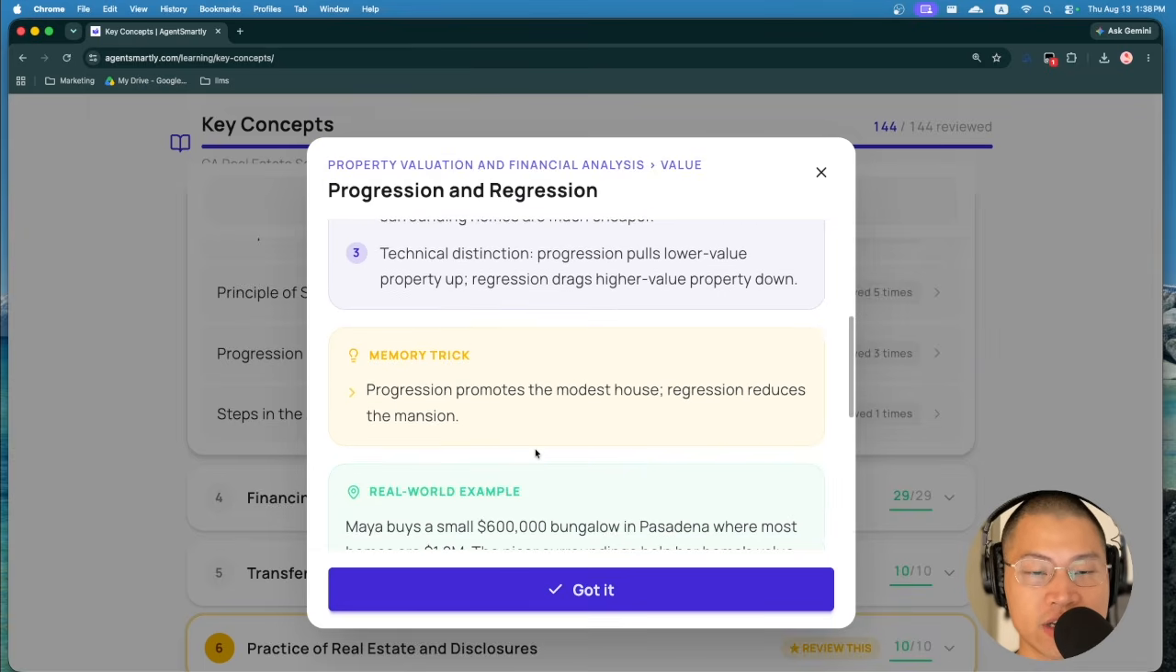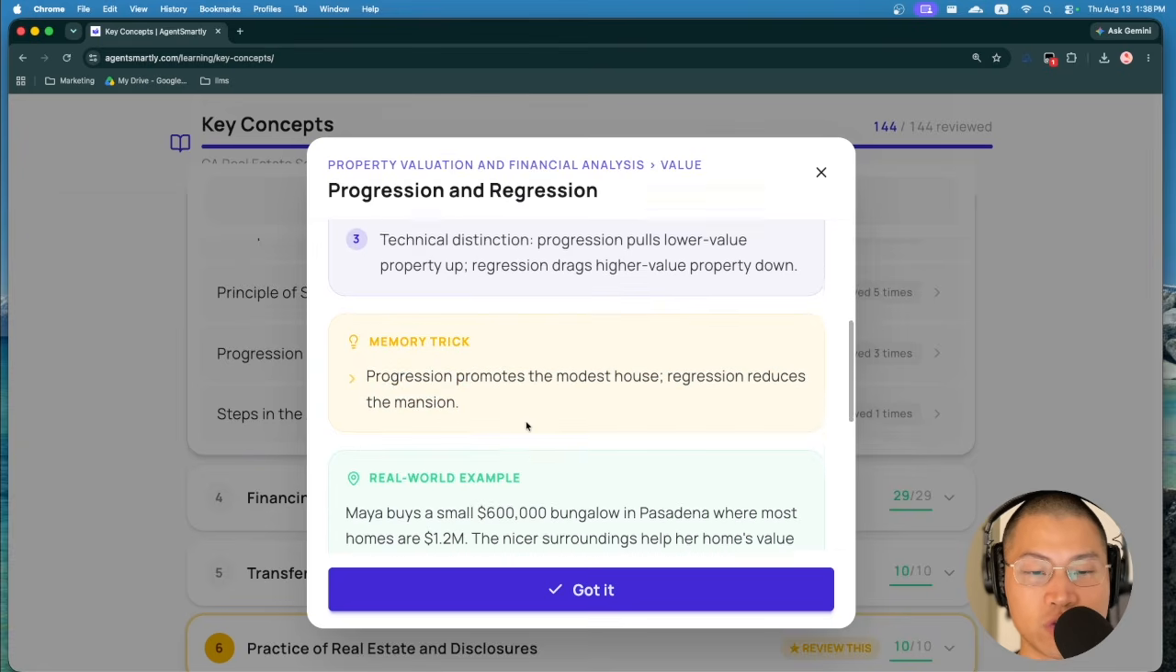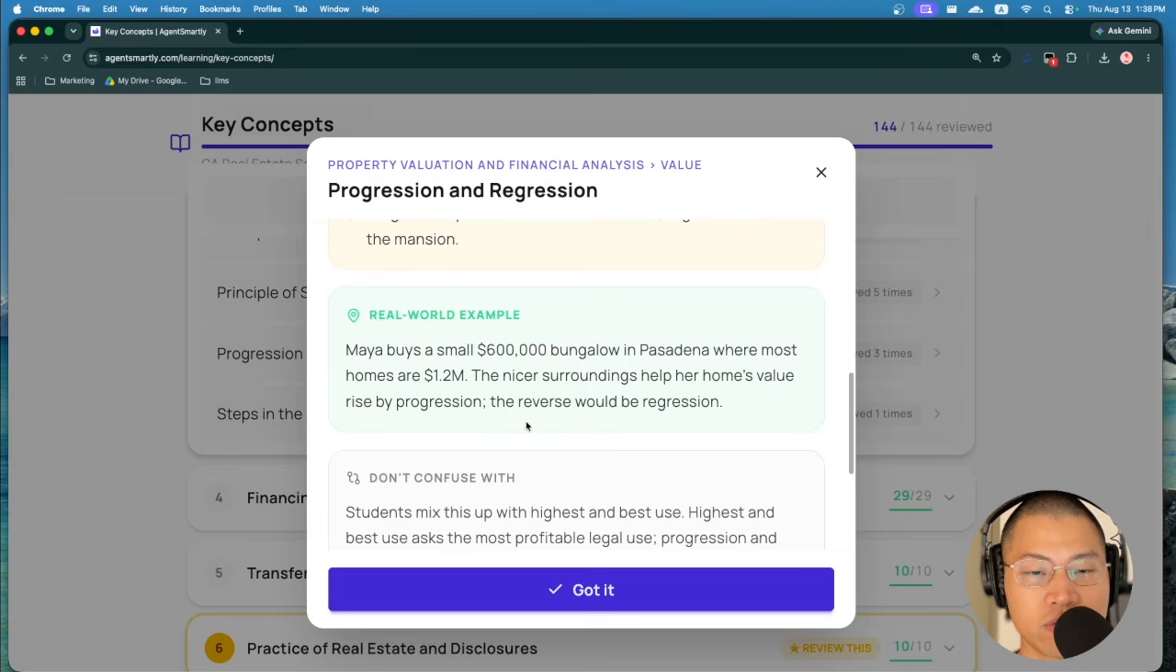For the memory trick, progression promotes a modest house. Regression reduces the mansion. Here's a real life example. Maya buys a small $600K bungalow in Pasadena, where most homes are $1.2 million. The nicer surroundings help her home value rise by progression. So once again, the average home there is $1.2 million. Even though her home is $600K, because it's surrounded by more expensive homes, her house value increases because of the neighborhood, right?